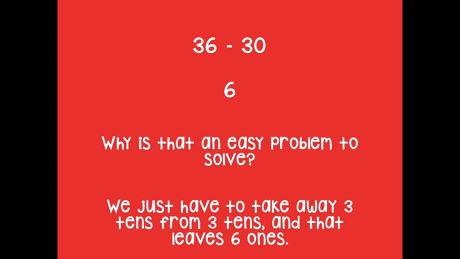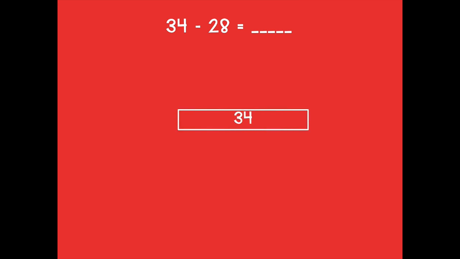Well, we just have to take away 3 tens from 3 tens, and that leaves us with 6 ones. So we love those friendly numbers. Now let's look back at 34 minus 28. I'm going to model this with a tape diagram. So I have 34 and I have 28, right? And I'm trying to find the difference between those two numbers.